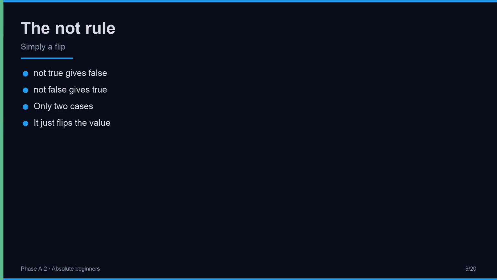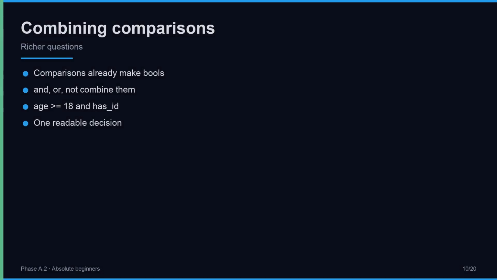The not rule is the simplest of the three. Not true gives false. Not false gives true. That is the entire table for not, just two lines, because not works on a single bool rather than combining two. You can also apply not twice, like not not awake, which gives you back the original value. That is rarely useful, but it confirms that not is just a flip. Small, predictable, and easy to reason about. Just a flip.